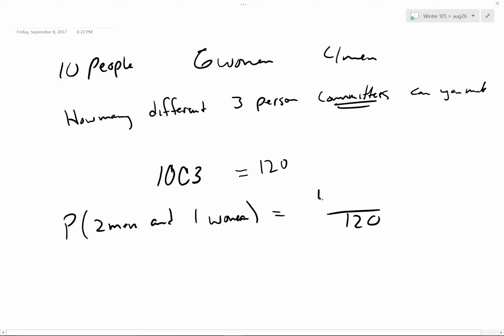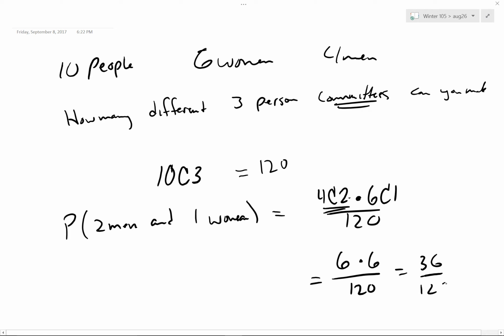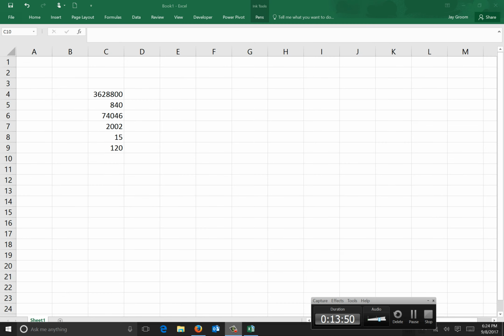But I need 2 men, so 4 choose 2, and 1 woman, 6 choose 1. 4 choose 2 I know again is 6, but if I didn't, I'd go look it up. 6 choose 1 is 6. So 6 times 6 is 36 over 120. The answer would be 36 out of 120. Anyway, hope that helps you.